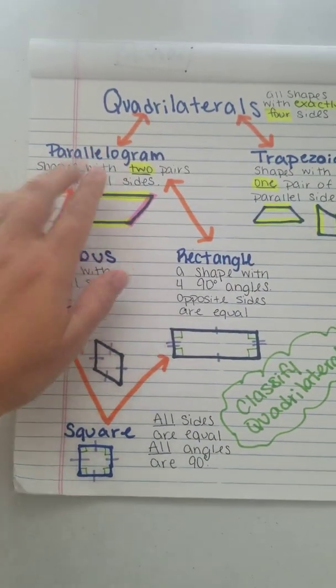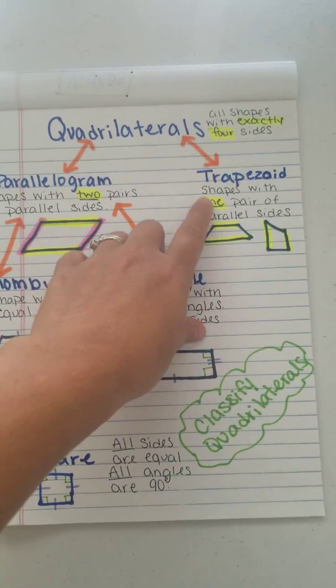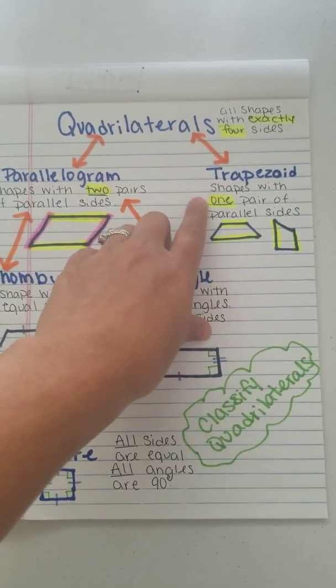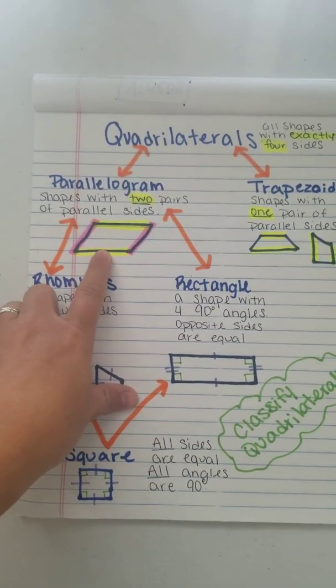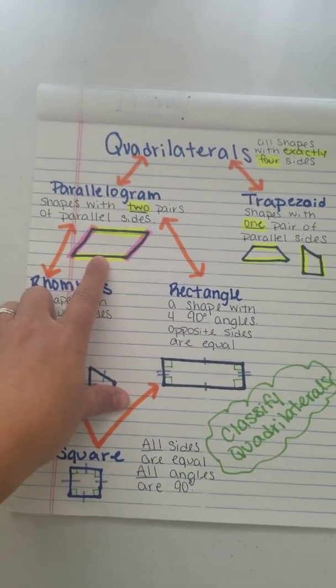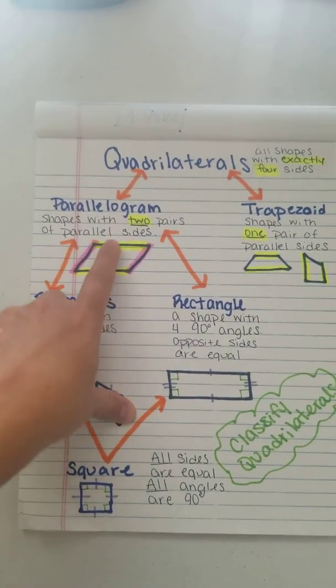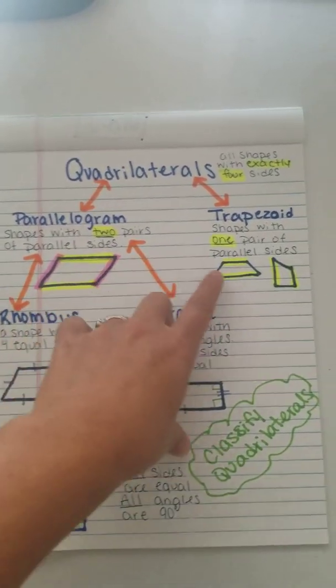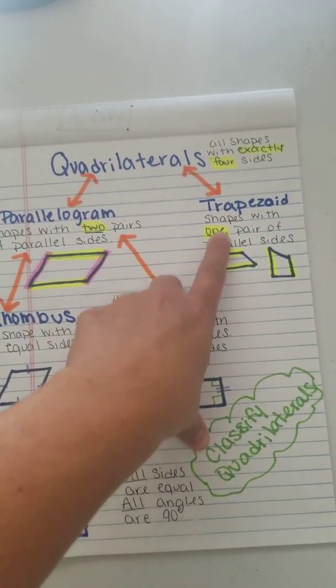You have parallelograms, which are shapes with 2 pairs of parallel sides, and you have trapezoids. Trapezoids are shapes with only 1 pair of parallel sides. So you see 2 pairs here, like a pair of shoes. There's 2 shoes in a pair, so you have 2 lines in a pair, okay? So you have your first pair and your second pair, whereas if we look at the trapezoid, there's only 1 pair.